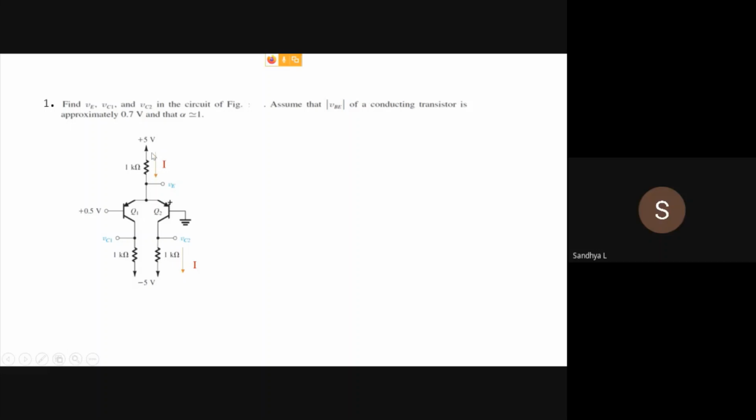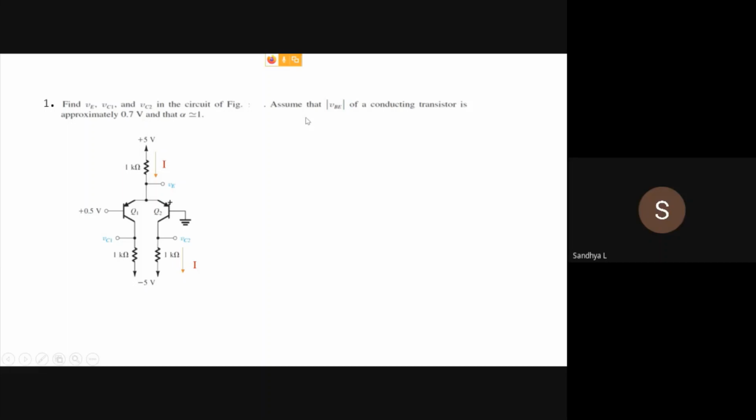In this particular case, find VE. VE means voltage at this point with respect to ground. VC1 is the voltage at this particular point with respect to ground. VC2 is the voltage at this particular point with respect to ground. In the circuit of this particular figure, assume that modulus of VBE of a conducting transistor is approximately 0.7.